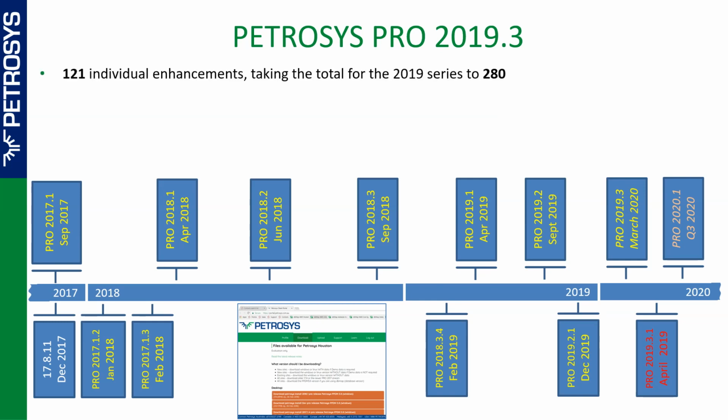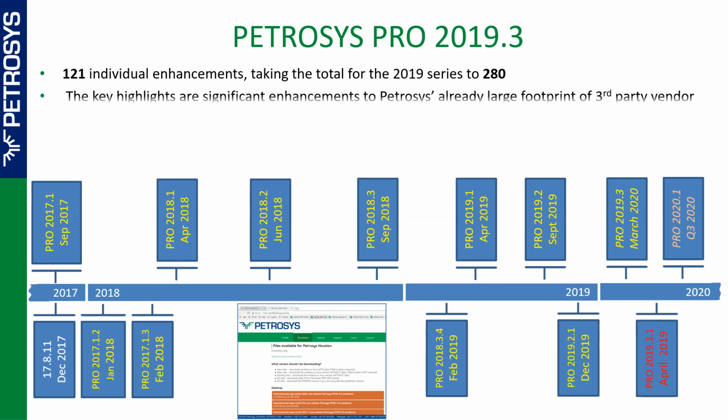In this release, Petrosys PRO 2019.3, we have added around 121 individual enhancements, taking the total of the whole 2019 series to 280 enhancements. In this release, we are focusing on connection to third-party software, so we are adding to the already existing large footprint 2 new connectors: the connector to PaleoScan and the connector to rescue model, which is the one that we will be discussing today.